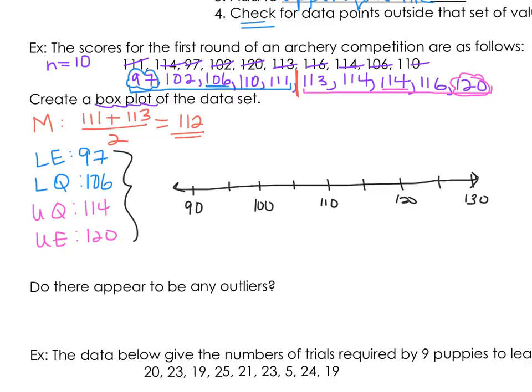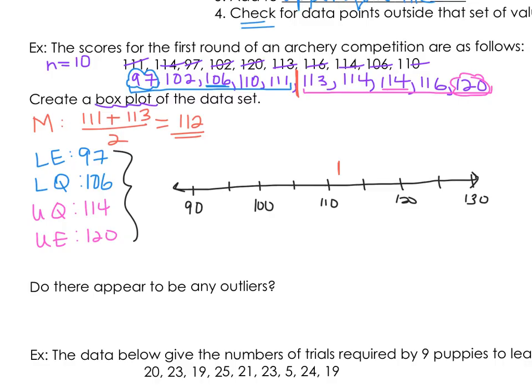I'm going to start off with my median. So I'm going to approximate 112. 112 is between 110 and 115, so my median is just going to be a vertical dash, kind of like what it looks like with my data set. I'm going to put that right here. There's my median value.